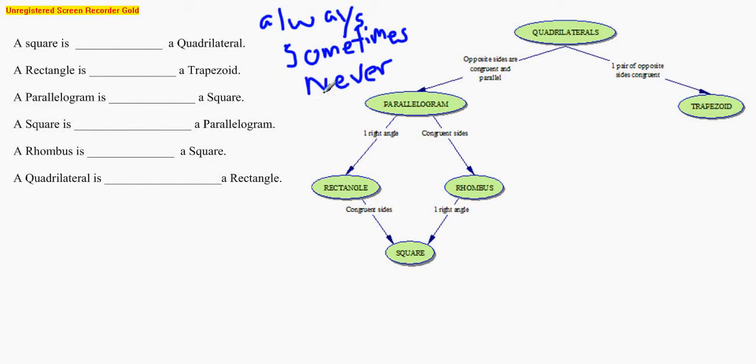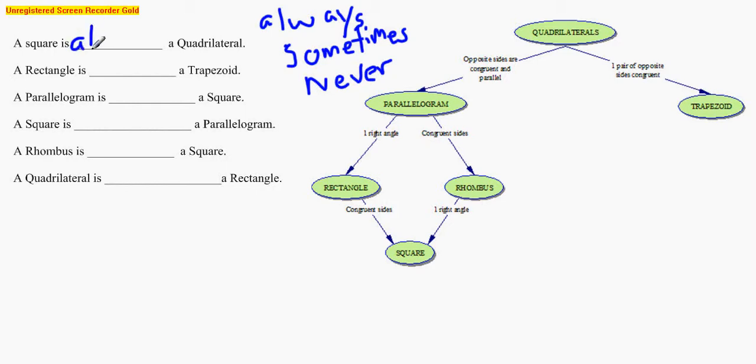The rule of thumb is you can just think, what does it mean to be a quadrilateral? It's got to have four sides. Does a square always have four sides? Does a square sometimes have four sides? Does it never have four sides? Obviously the answer would be always. A square always has four sides. Since a quadrilateral only has to have four sides to be a quadrilateral, our answer here would be always.